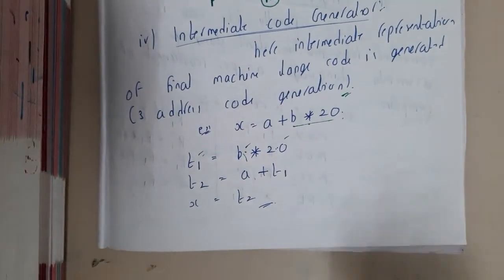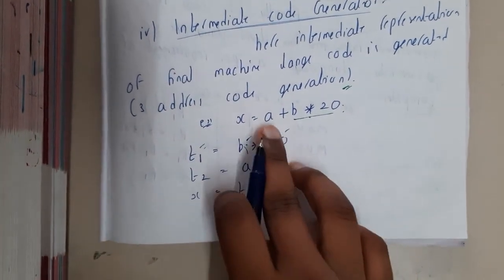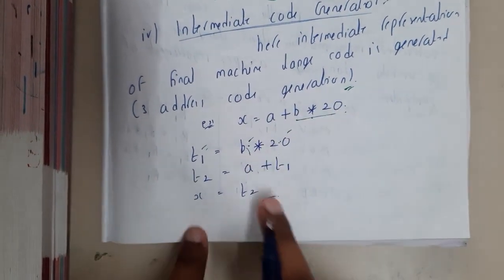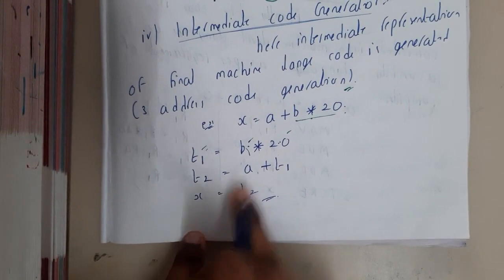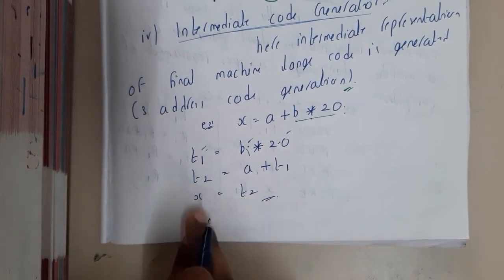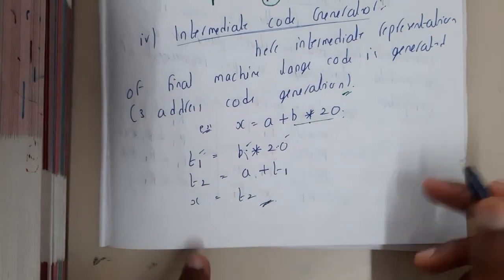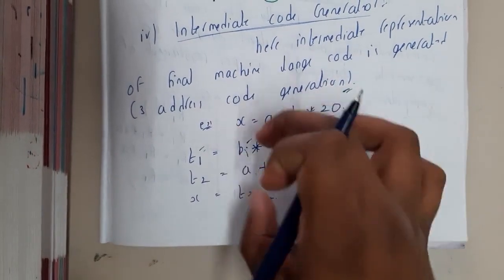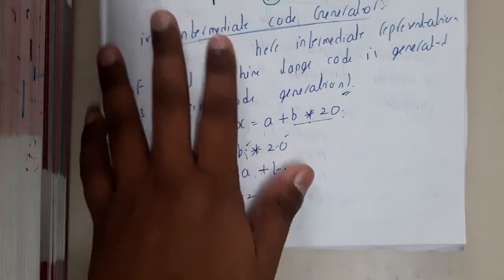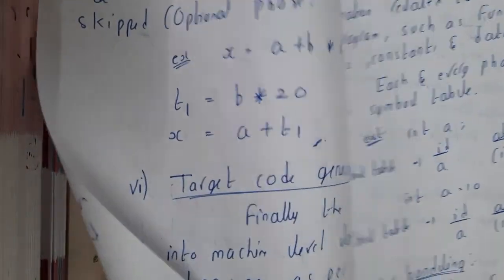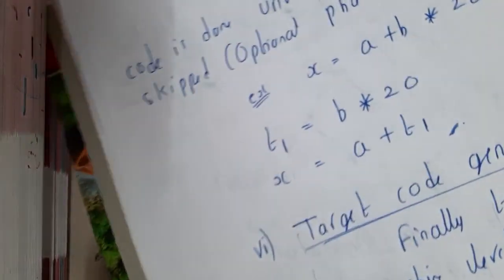Next, the precedence is a plus this result, and that is nothing but a plus T1. So again store it in T2. At the end, store this T2 in x, and you get the result. In this way, any kind of statement can be represented in a 3 address code, guys. That is the intermediate code generation.